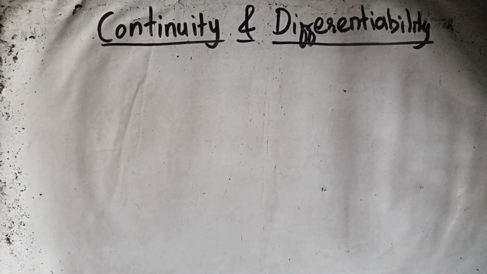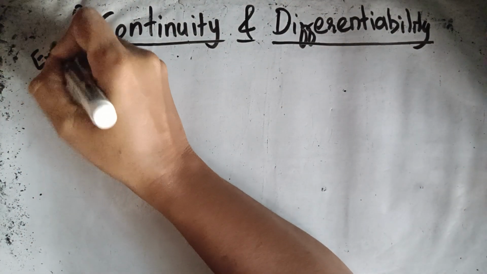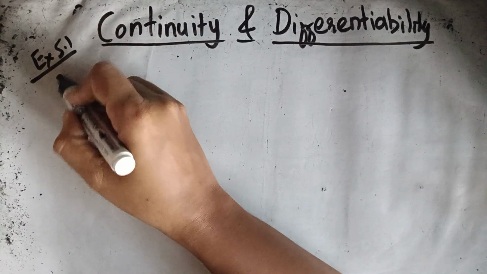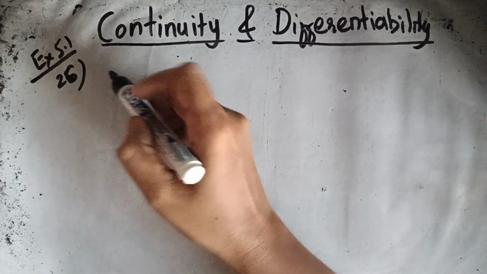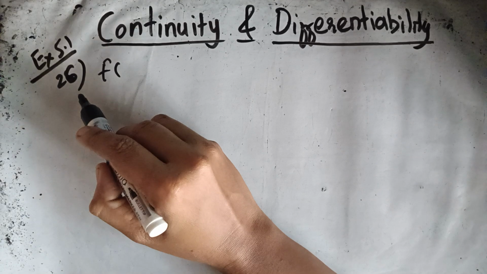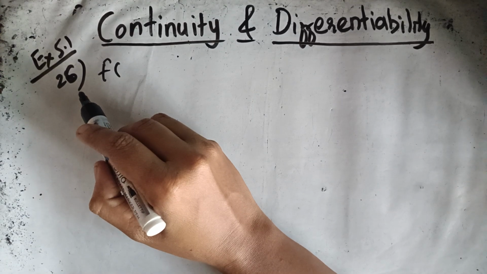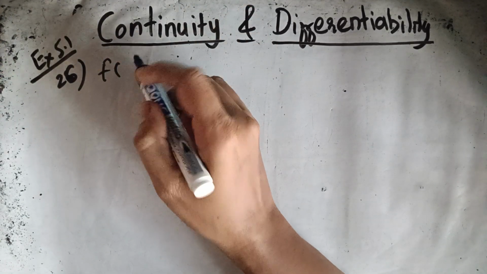Hello students. So we were doing exercise 5.1. Next question is question number 26. Find the value of k so that the function f is continuous at the indicated point.